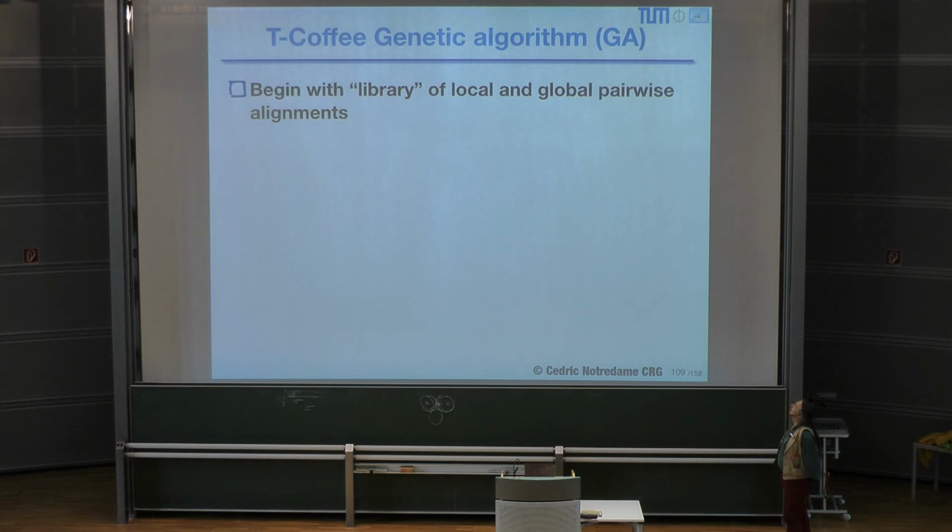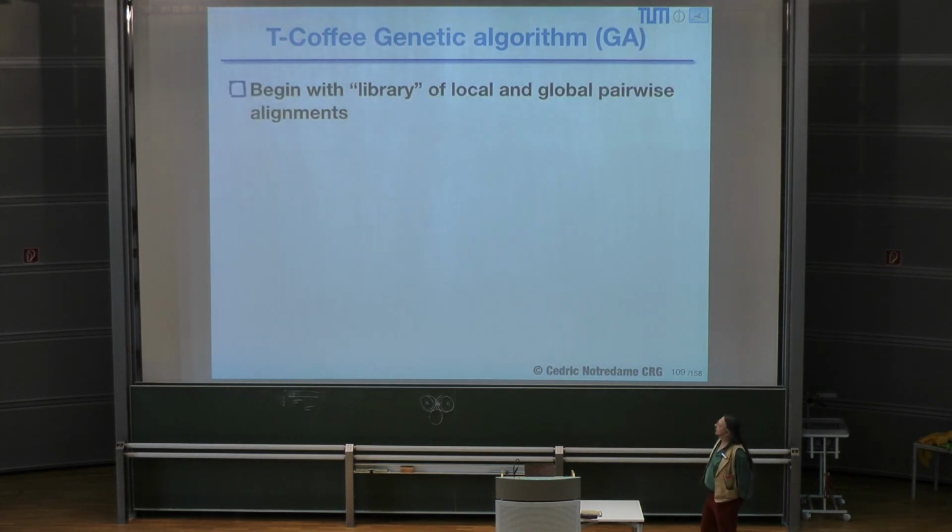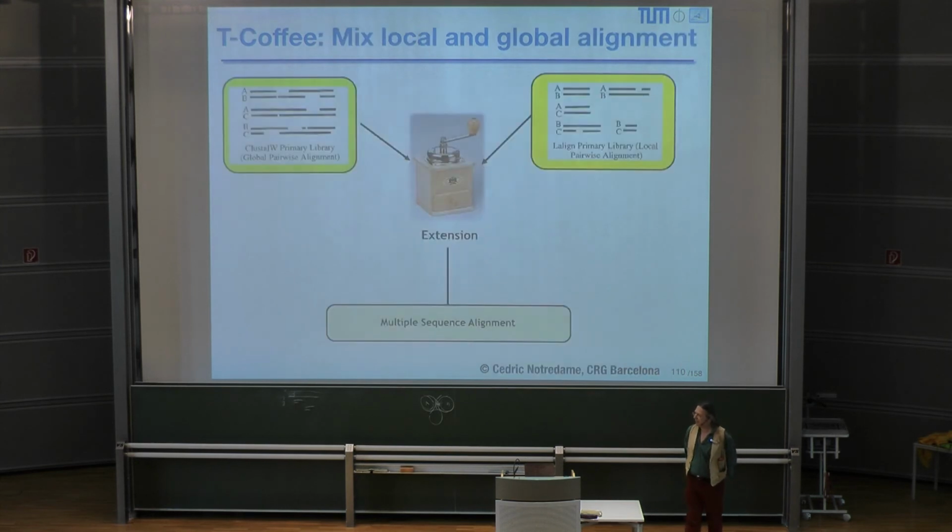So, you begin with a library of local, I'm sorry, I have a cramp coming up. You begin with a library of local and global alignments, and then you do a genetic algorithm. So a genetic algorithm essentially sort of grinds up all pairs and sort of randomly superposes them.